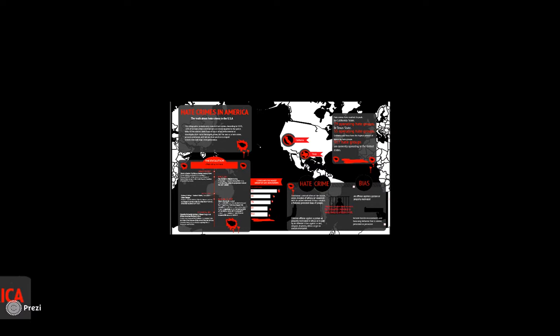There's also consistent use of blood throughout the infographic. This is supposed to give off the feel that we are talking about a serious matter of life and death, and how hate crimes in America are a serious issue.